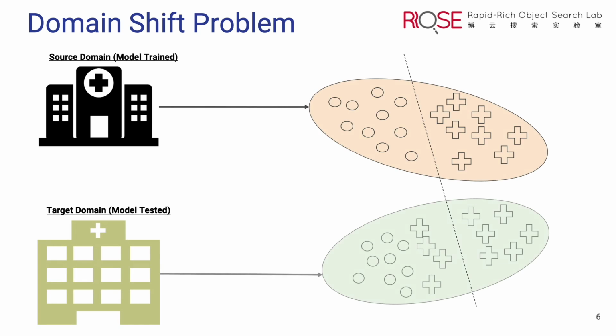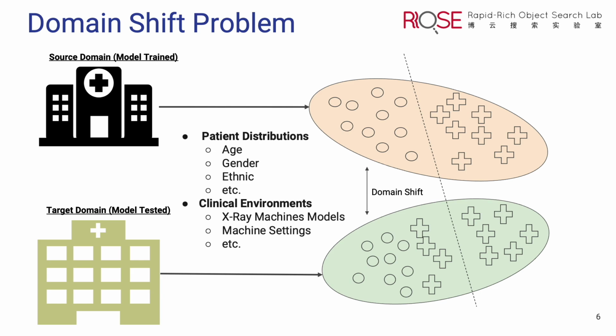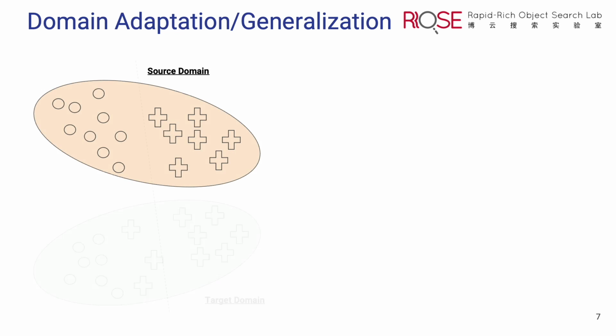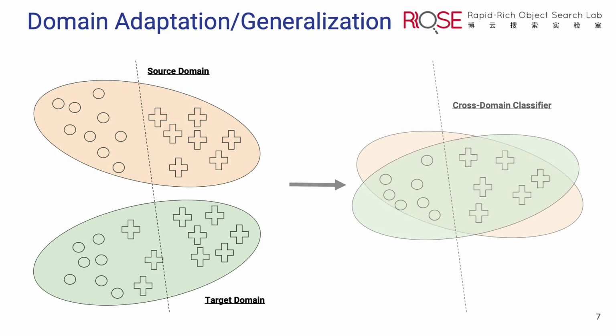However, when the model is directly used in the target domain, some of the data will be misclassified due to the domain shift. The domain shift problem is usually caused by 2 factors: different patient distributions, and the variation in clinical environments. The image acquisition protocols and machines may vary among diagnostic centers. The diverse patient population of each hospital and clinic is also different. To solve this problem of performance degradation between different domains, we propose to use domain adaptation or domain generalization methods to reduce the domain gap during training.